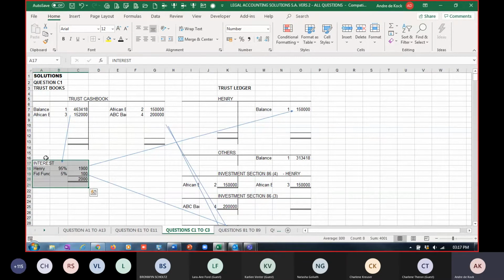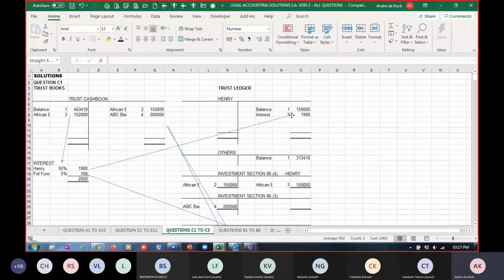Now you won't have this in the exam. I'm just showing you this for illustrative purposes. That Henry, of the 2,000, he gets 95% of the 2,000, which is 1,900. So he's going to get the interest of 1,900. I want to just bring it down a little bit there. That looks a bit better.